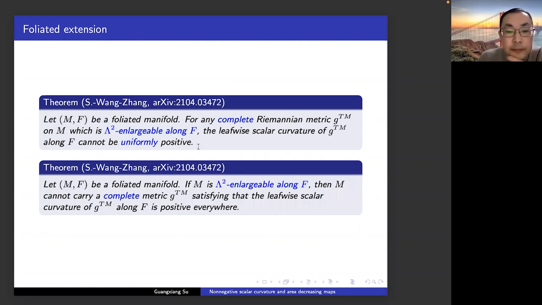The difference is that in the lambda 2 enlargeable metric case, the leafwise scalar curvature cannot be uniformly positive, that is, it cannot have a positive lower bound. Then in the lambda 2 enlargeable manifold case, it need not have a positive lower bound.